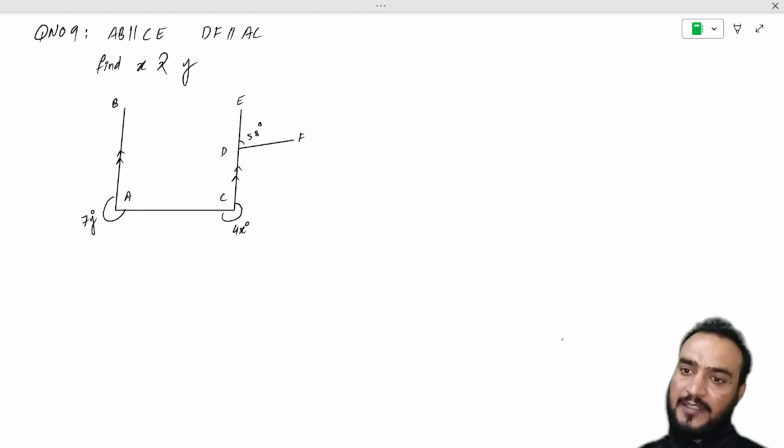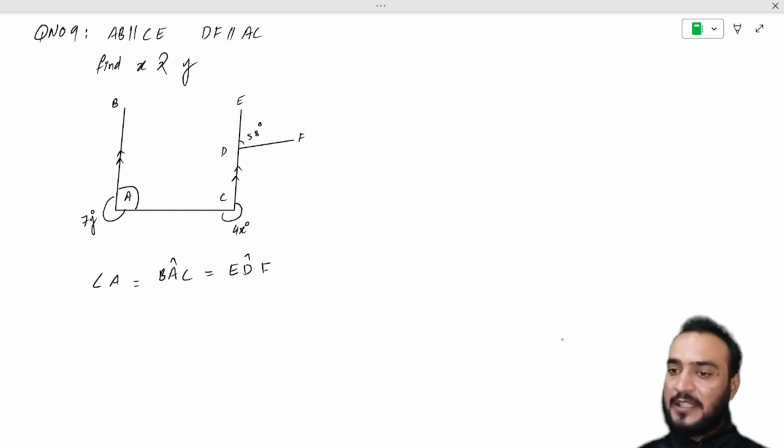To find the reflex angle 7y, first of all, we have to find the angle at point A. So angle at point A, or you can say angle BAC, is equal to angle EDF. Why? This is equal because the angle at point A and the angle at point D are corresponding angles, because these two lines AC and DF are parallel to each other. So hence they correspond to each other. So angle BAC is equal to EDF, which is equal to 58 degrees.